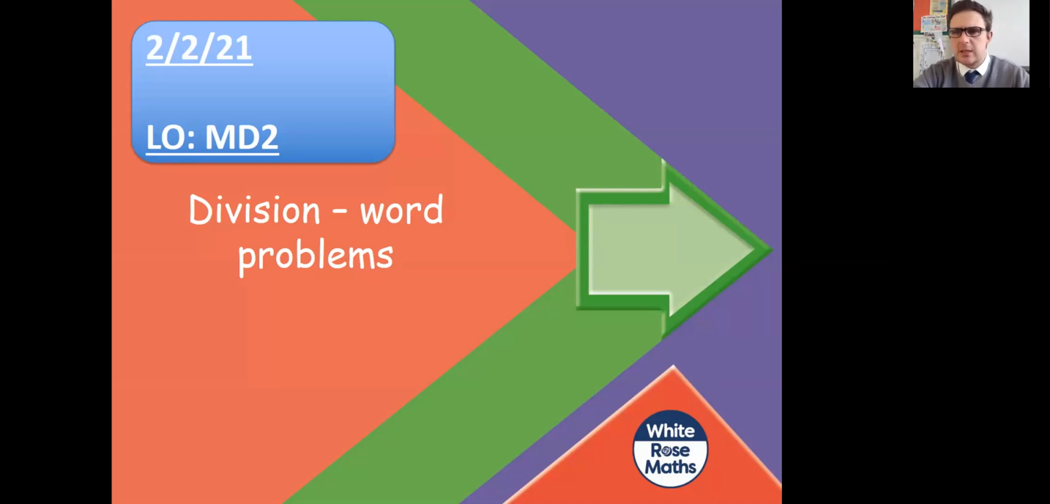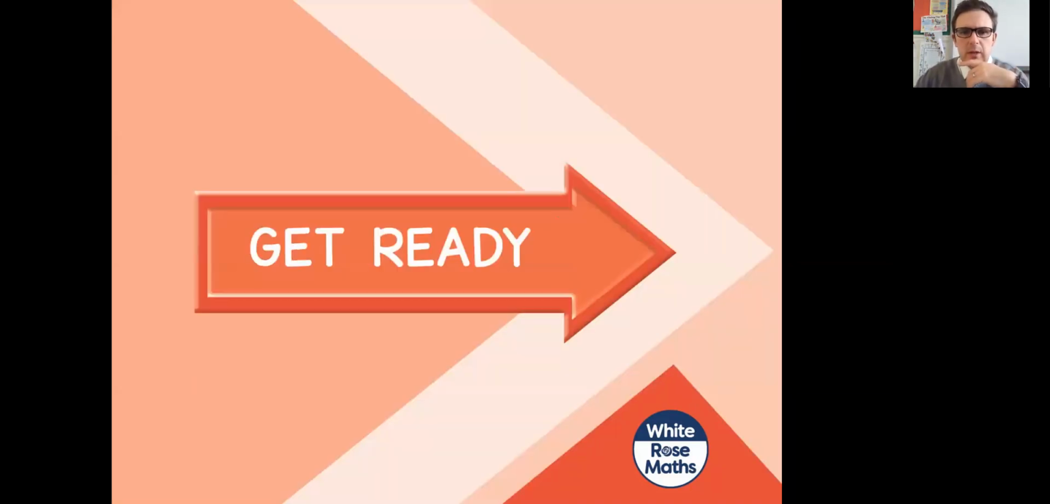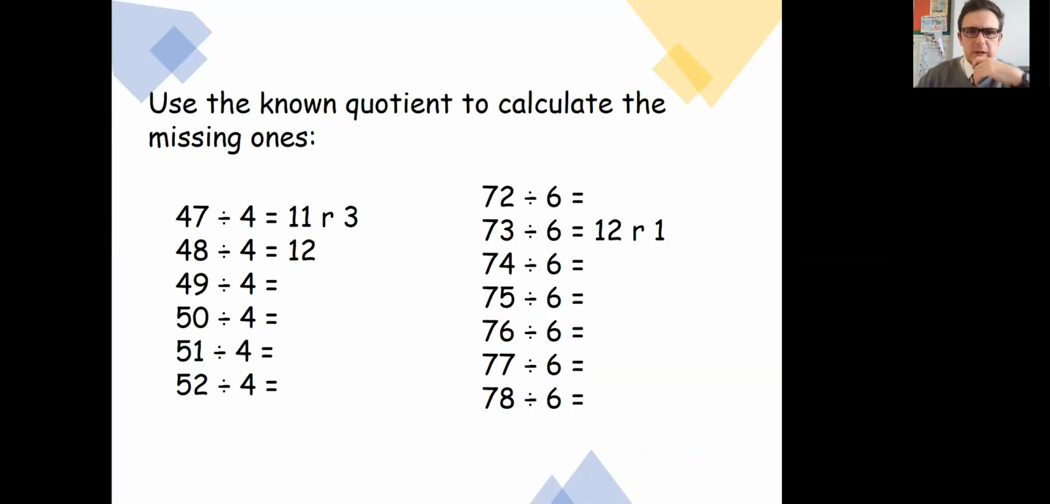Today we are coming to the end of our work on division and going to put what we know into some word problems and use some of the skills that we have already been looking at the past week or so. Okay, so to get us ready, I want us to use the known quotient. Remember, the quotient is what we call the answer in a division. I want to use the known quotient to calculate the missing quotients for these calculations. And think back to what we know.